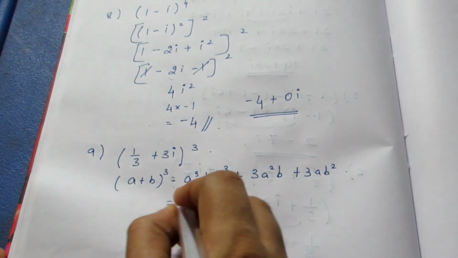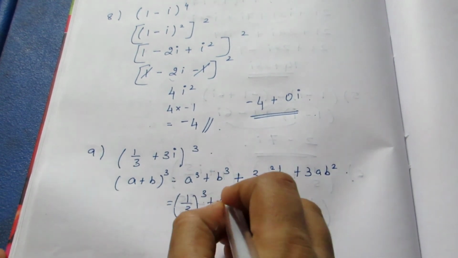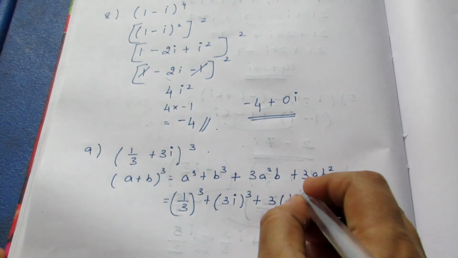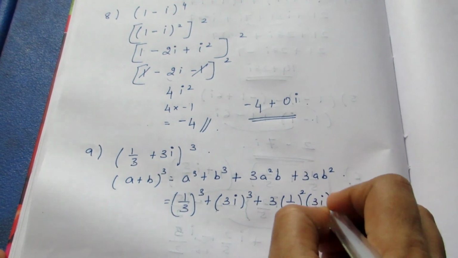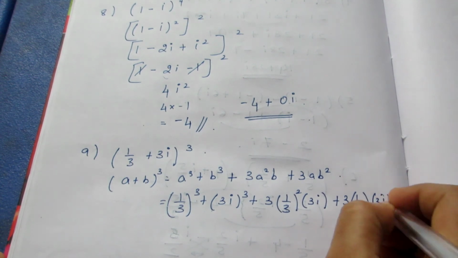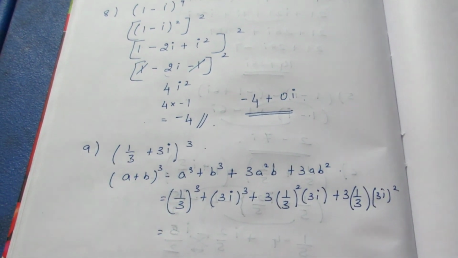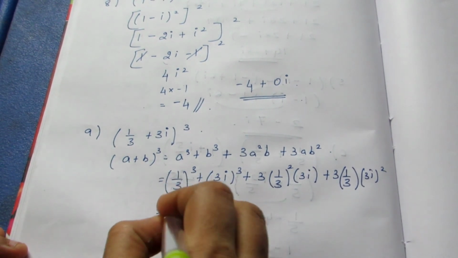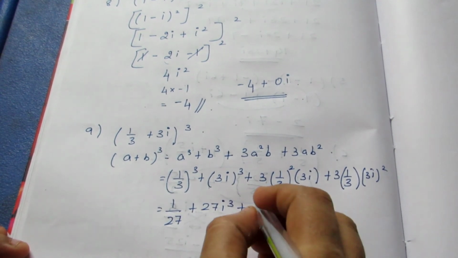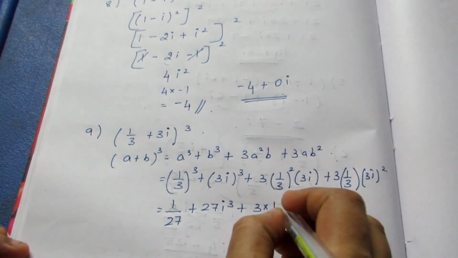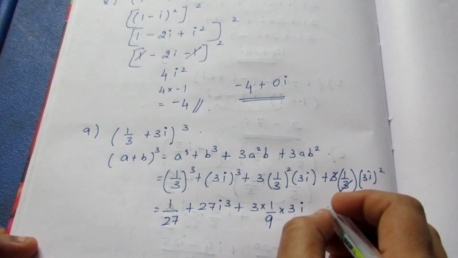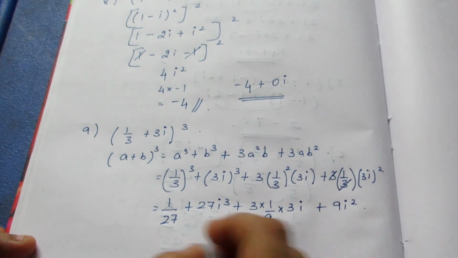Now a cube is (1/3) the whole cube, plus b cube is (3i) the whole cube, plus 3 into a square, which is (1/3) the whole square, into b which is 3i, plus 3 into a which is 1/3, into b square which is (3i) the whole square. Now cube it, we can solve this. It becomes 1/27 plus 27i cube plus 3 into 1/9 into 3i. This gets cancelled. Here it becomes plus 9i square.